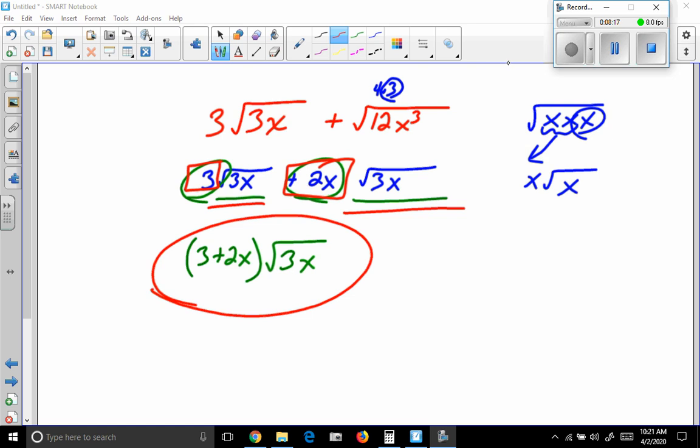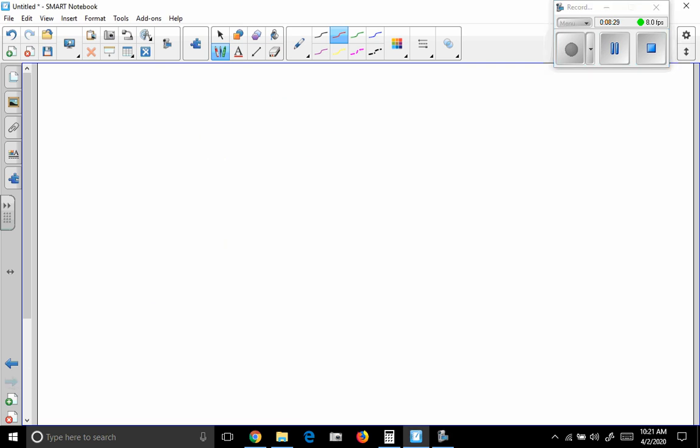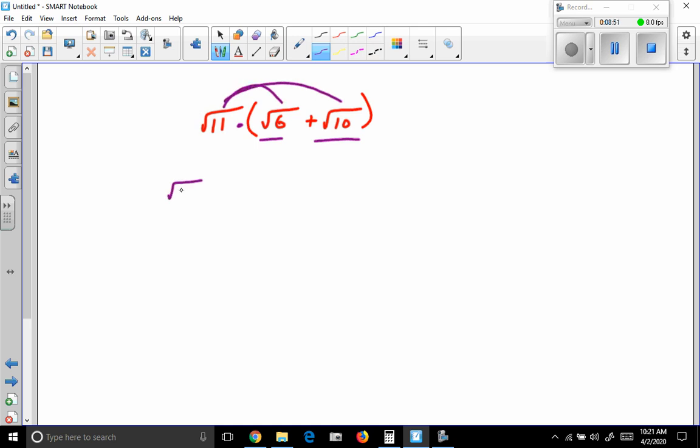So there'll be several problems of that particular variety. Some of them are a little bit more challenging, but simplify each radical. And if any of them are like terms, then combine their coefficients. Now, the next topic in this section deals with multiplying radicals. Now, we've multiplied single radicals in previous sections. We want to multiply here, just like anytime we have terms inside of a parenthesis and something out front, we distribute. So we're doing the square root of 11 times the square root of 6 plus the square root of 11 times the square root of 10.